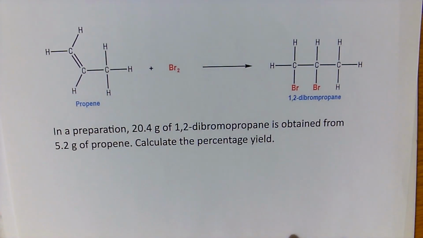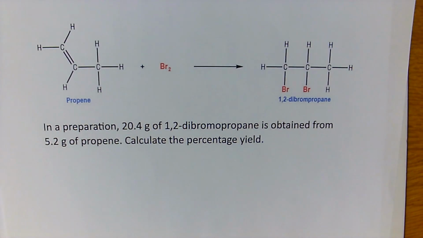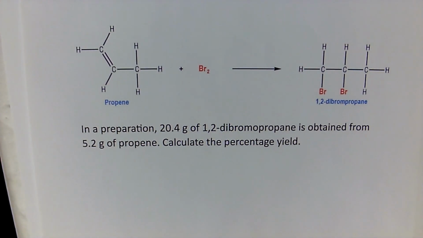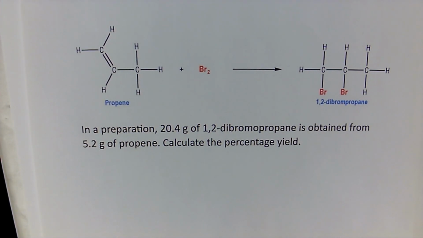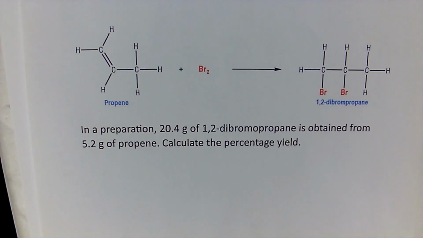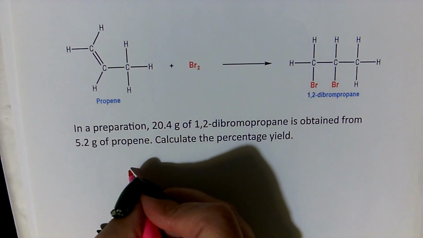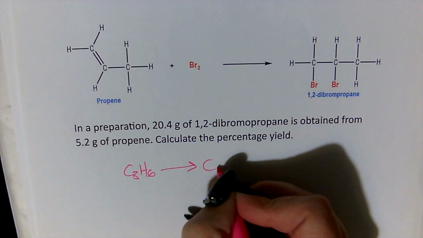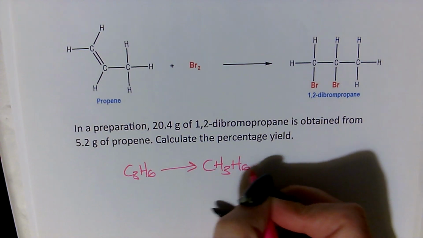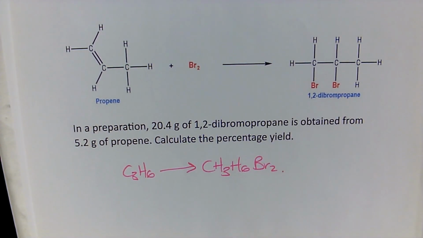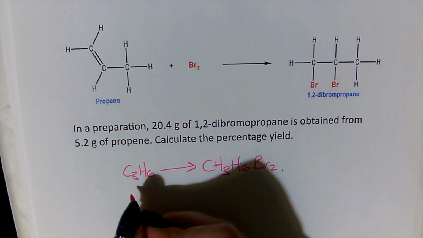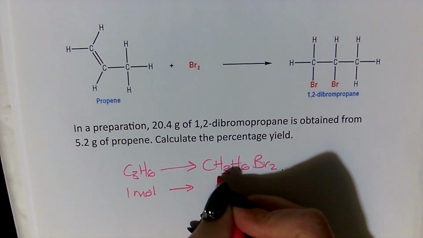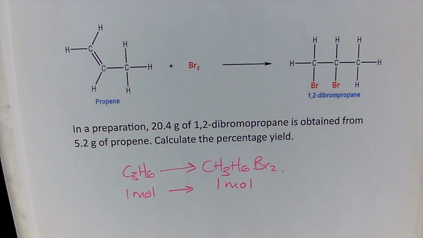Okay, welcome back. Let us go through this together, work our way through it, and see if it matches your answers. So, in a preparation, 20.4 grams of 1,2-dibromopropane is obtained from 5.2 grams propane. Calculate the percentage yield. So we've got propane, C3H8, gives us our dibromopropane. Okay, it is a 1 mole to 1 mole ratio.